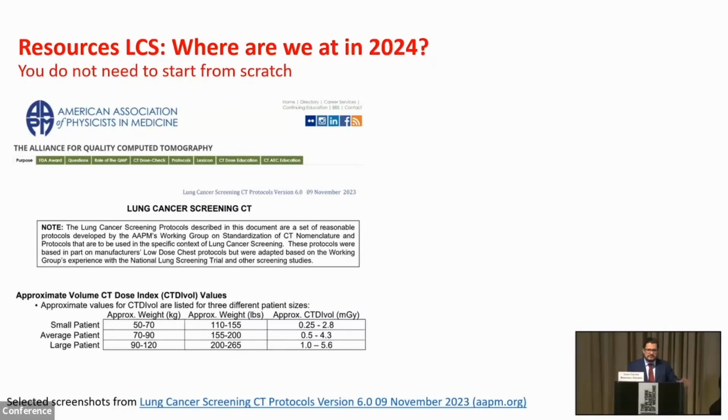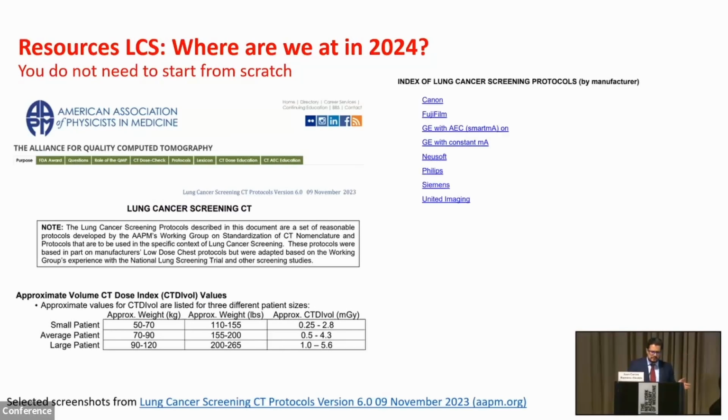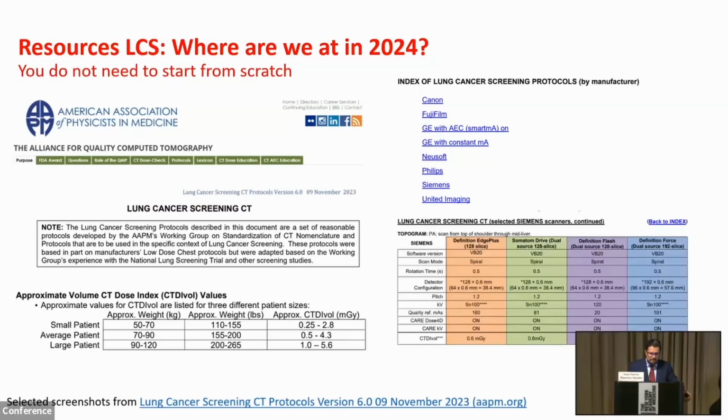They have different details. They also give some ideas related to the appropriate CT dose index values. And importantly, they provide sample protocols across most of the existing manufacturers. So you will find examples not only from Siemens, but all major vendors and others that you probably will have. And many of these, of course, are also outside of the United States.